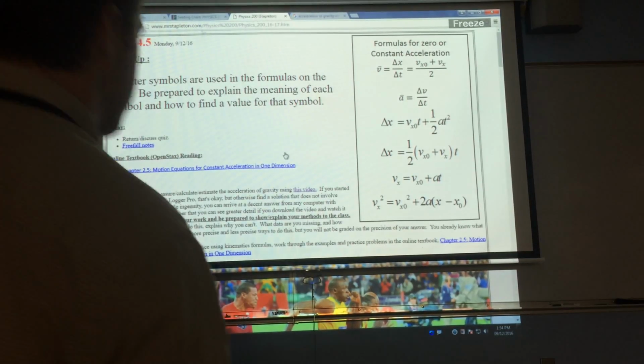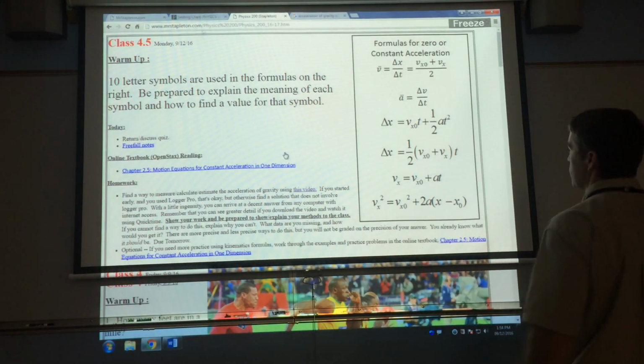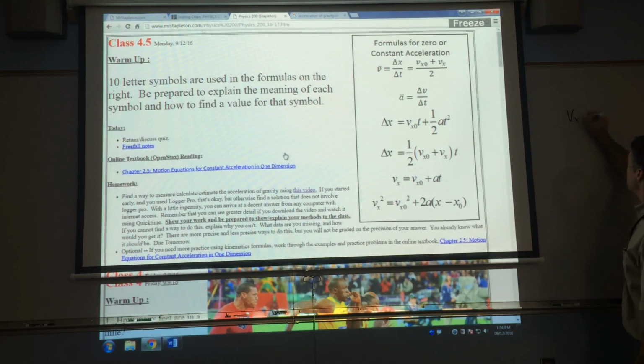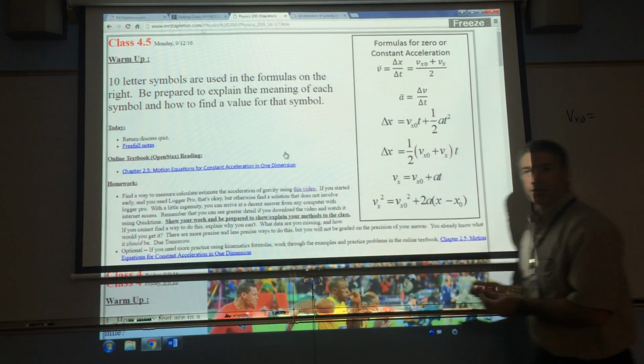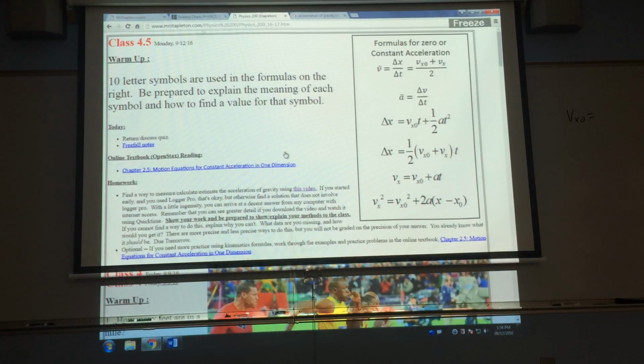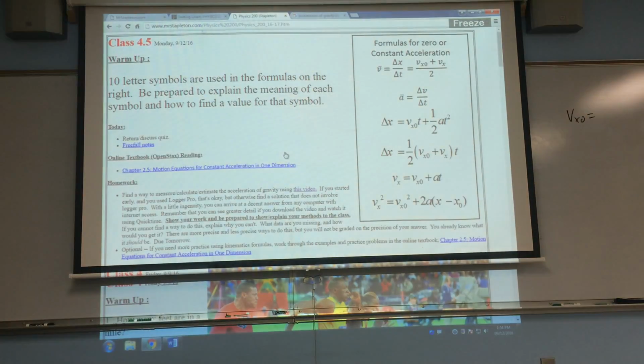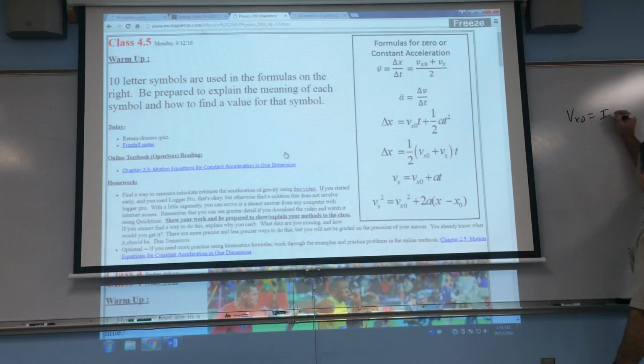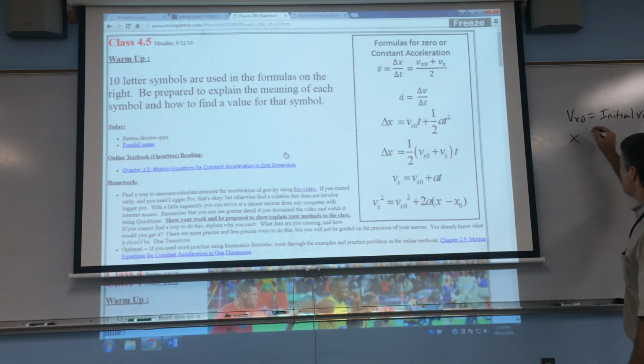All right. I'll start with the weird ones. So this one, Vx0. So what is that? You can just blurt it out. Initial velocity. So this is initial velocity, and you could call it starting velocity. I like initial velocity. And how about x? I'm going in weird order here. This is kind of a weird one.